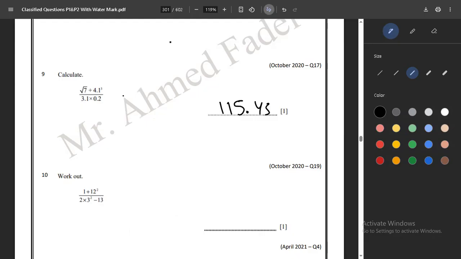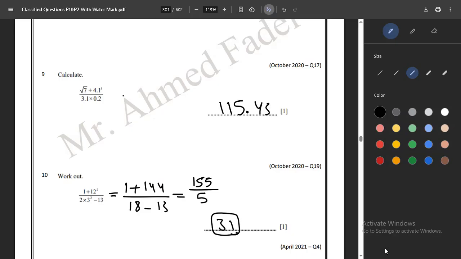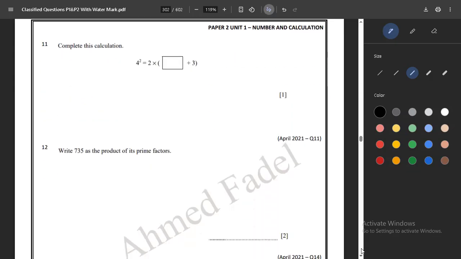All right, next here is exactly the same thing, but I can simplify it first before going to the calculator. It's 1 plus 12 squared, we know that's 144, over 2 times 9, because 3 squared is 9, is going to become 18 minus 13. And we did the multiplication first. So simplifying it more, it's 155 over 5. So what is 155 over 5? It's going to give you exactly 31. All right, next.